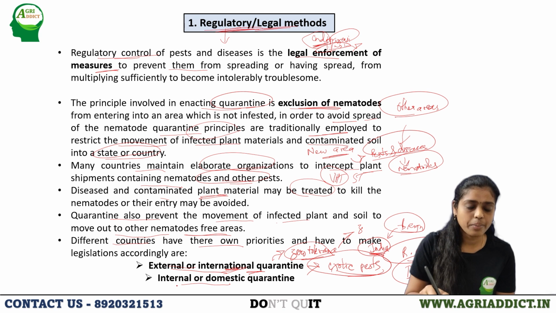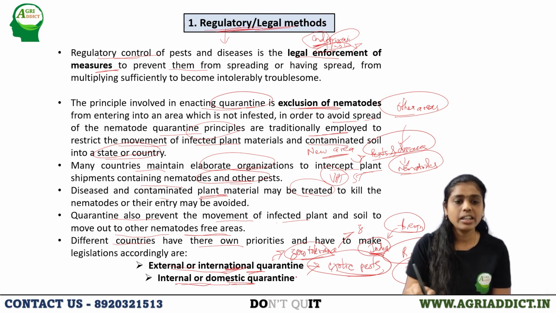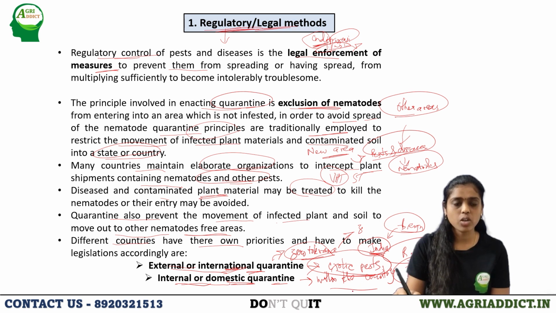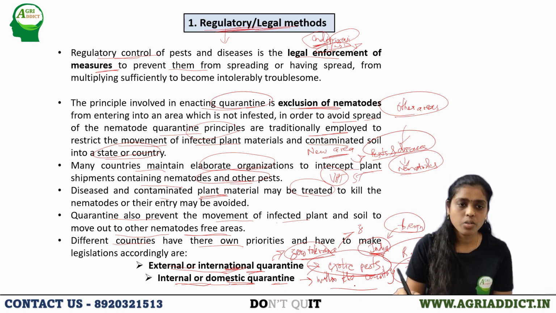The next type is internal or domestic quarantine. Here the domestic quarantine is nothing but within the country itself. Within the country, restrictions can be applied for the movement of planting materials or for the movement of any kind of fruits and vegetables if they are infested with pests and diseases.